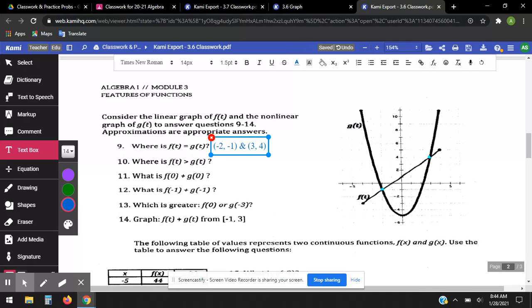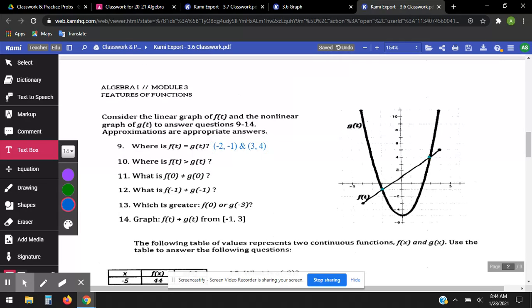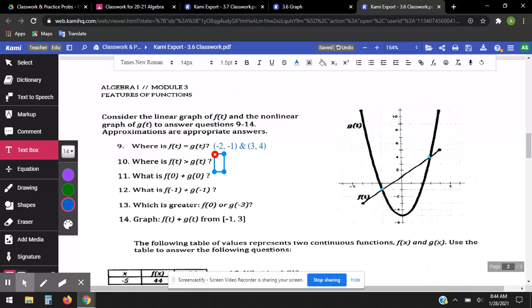Number 10, where is f of t greater than g of t? Well, f of t, actually between those 2 points, that's the only spots that they're actually greater than g of t, right? Because otherwise the g of t is higher. So our interval where f of t is greater starts at -2 and it goes all the way over to +3.